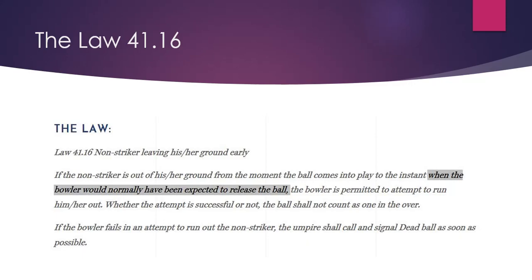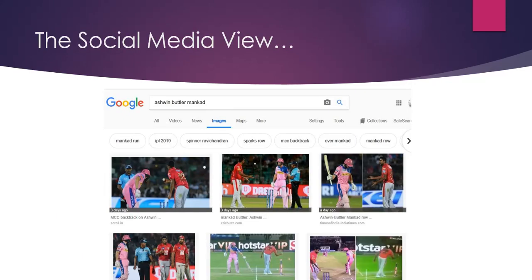Now, the internet and social media have shown quite a few pictures, and you'll see this picture and this picture here, of the bails coming off and Jos Buttler out of his ground. But you see the bails are already off in here, and things have happened. Things have waited, and that picture there, and then Jos is a bit upset. It's happened to him before. It happened to him in 2002. This is for the search Ashwin Buttler Mankad.